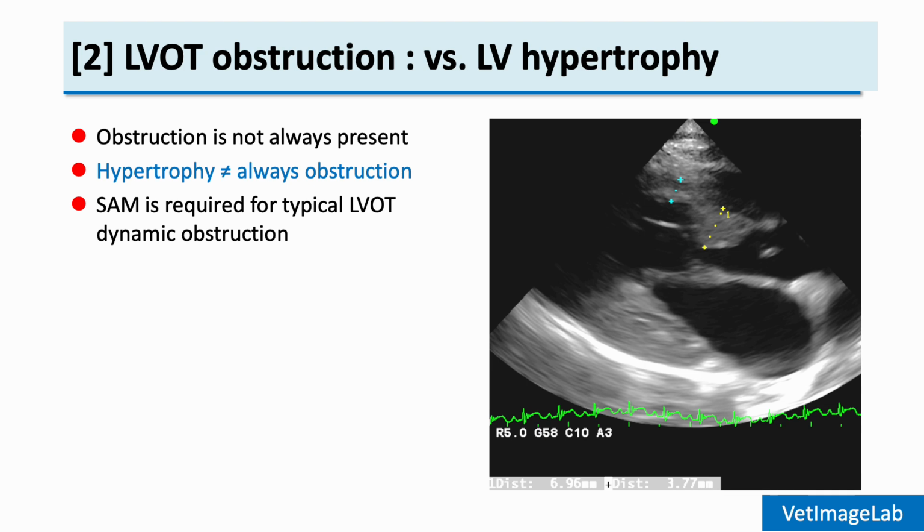Next, you should evaluate to determine whether LVOT obstruction is occurring. Left ventricular hypertrophy does not always result in left ventricular outflow tract obstruction. For typical LVOT dynamic obstruction, the presence of systolic anterior motion of the mitral valve is required.